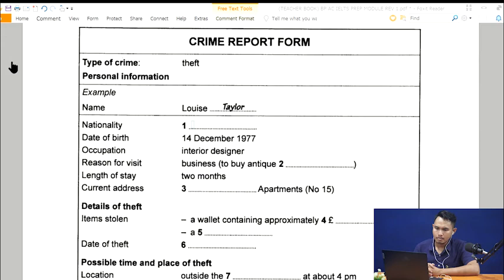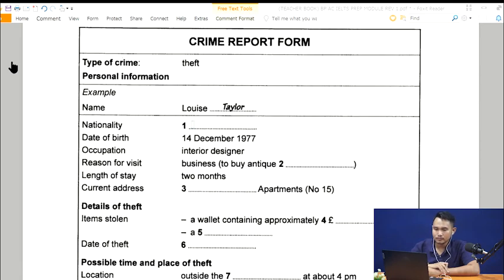Now we shall begin. You should answer the questions as you listen because you will not hear the recording a second time. Listen carefully and answer questions 1 to 3. Now good luck.